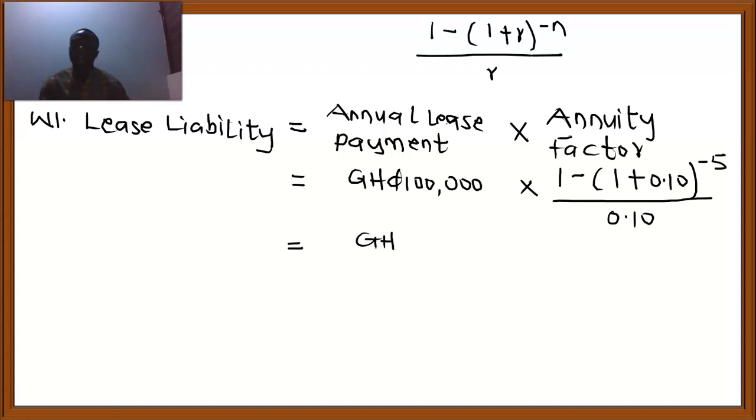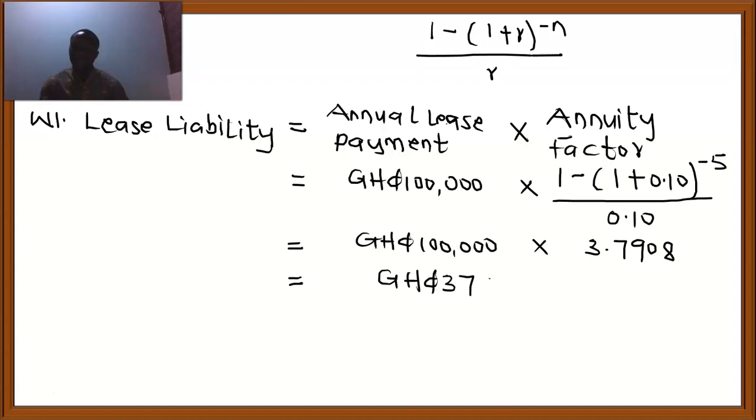So we have 100,000 multiplied by the annuity factor of 3.7908. That is, if we round it to 4 decimal places. This gives us a total lease liability of 379,080. This is the total.